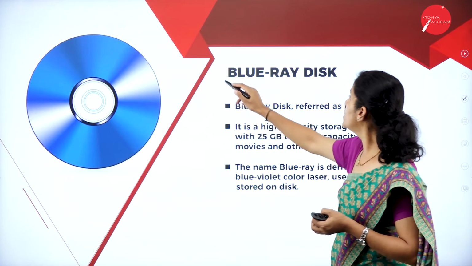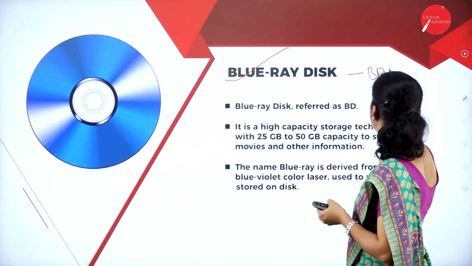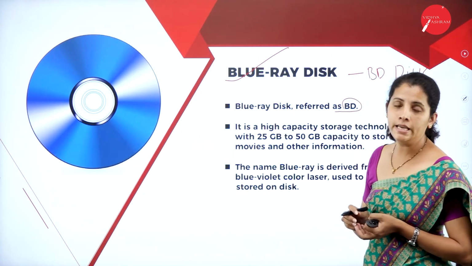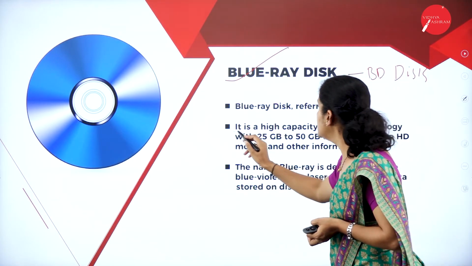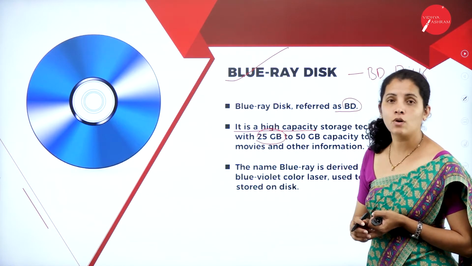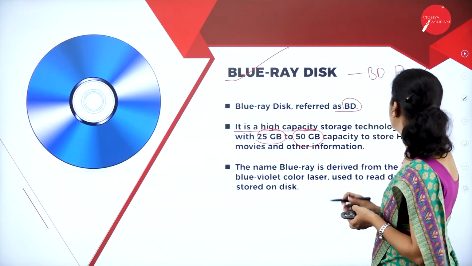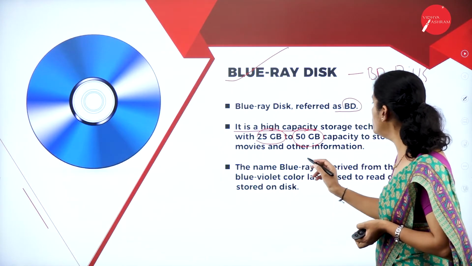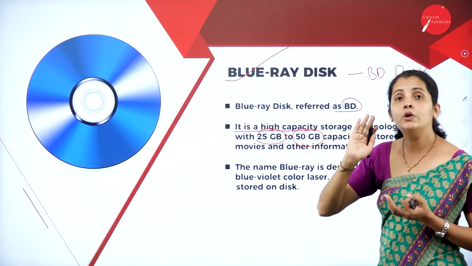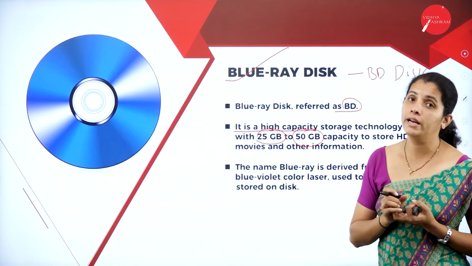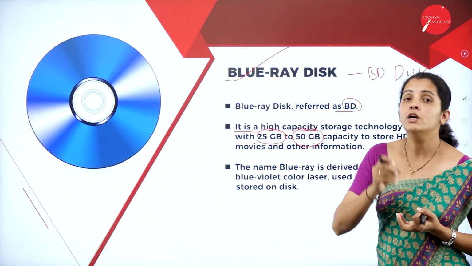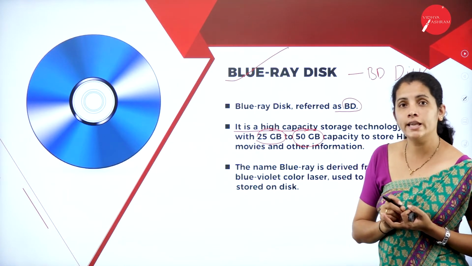Then I'm going to discuss the Blu-ray Disc. It is also called BD disc. BD means Blu-ray disc. It is a high capacity storage device, and what is the capacity here? That is 25 gigabytes to 50 gigabytes of data, and it is mainly used to store HD movies and other information. Here Blu-ray disc is once again mainly used to store a huge amount of high quality data.